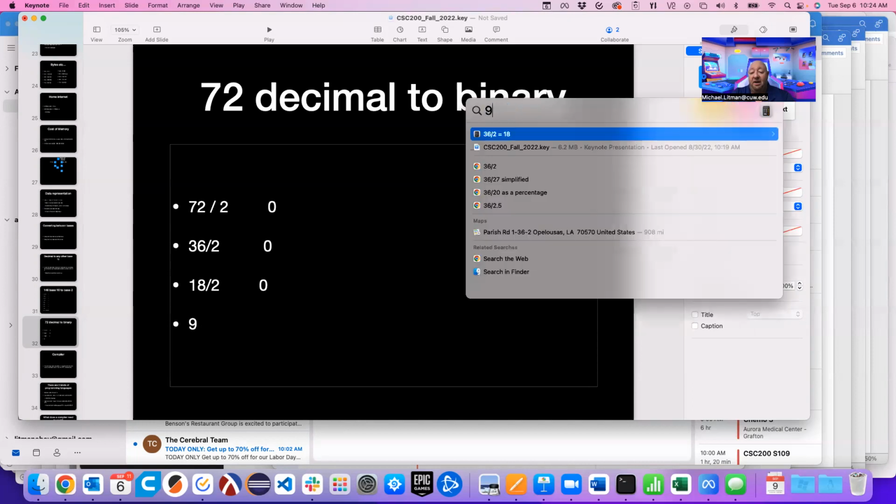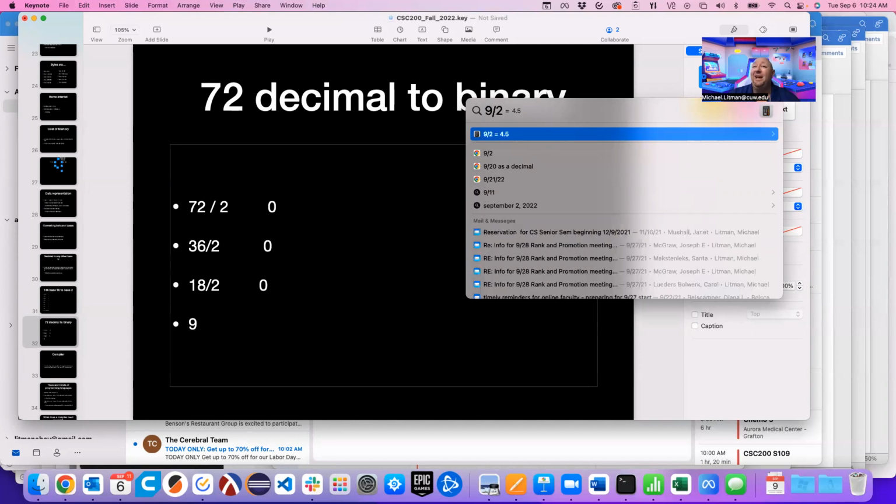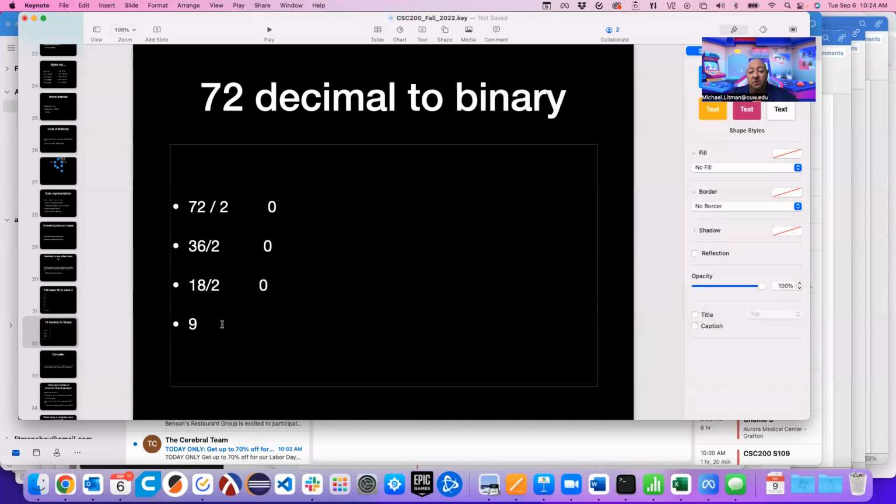Now 9 divided by 2 is 4.5, but we're doing integer division here. So 9 divided by 2 is a 4 with a remainder of 1. Okay? So 9 divided by 2 is the whole number 4, not 4.5. That would be floating point math. 9 divided by 2 is 4. 4 times 2 is 8. That gives us a remainder of 1.